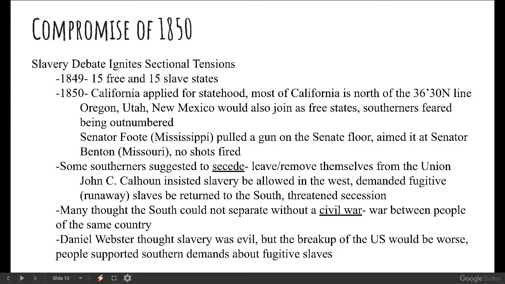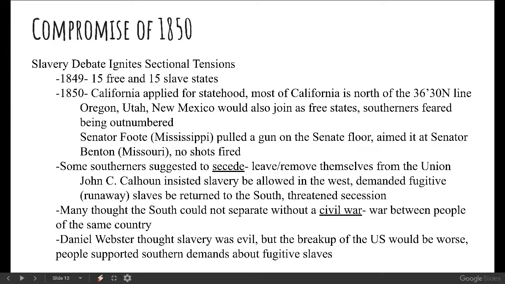And we even get an instance where one of the senators from Mississippi, Senator Foote, pulls a gun out on the Senate floor and aims it at another senator from Missouri. Senator Benton from Missouri says, "Go ahead and shoot me, you assassin." No shots ended up being fired, but this is kind of a culmination of people starting to snap over this issue of slavery. And we'll see another issue in the Senate in a second here too.